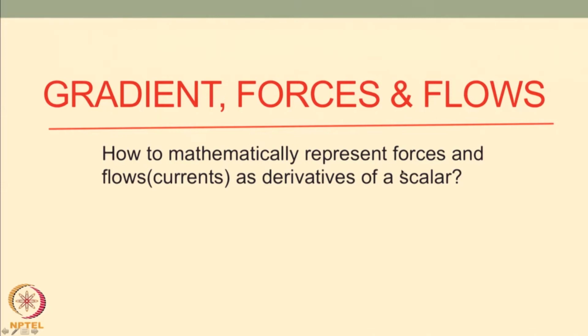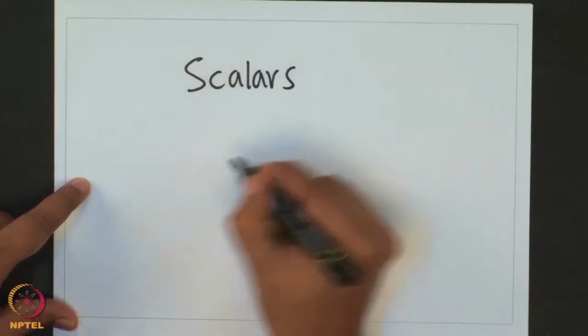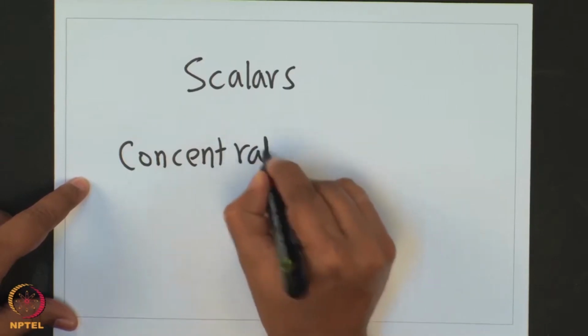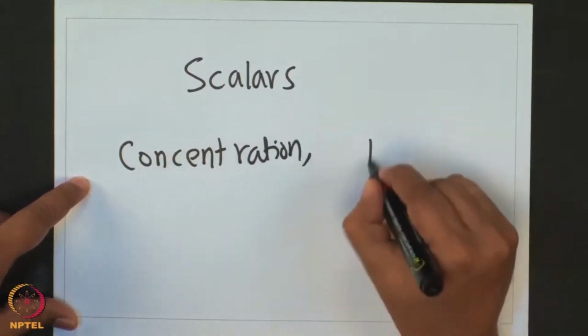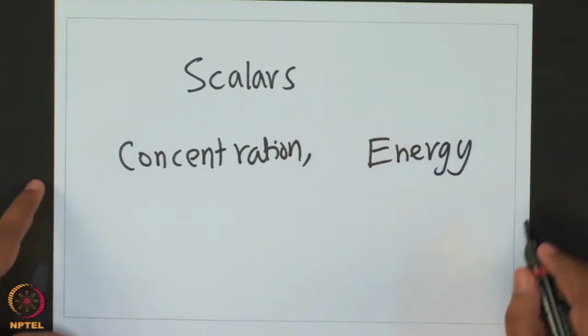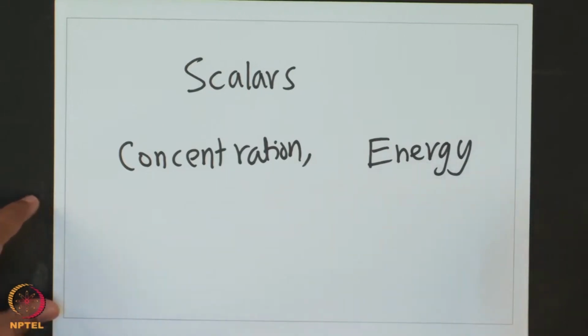So the first thing we would know, of course, is that a scalar is a quantity which has a magnitude and no particular direction. Scalars are like concentration and energy. These are some examples of scalars. For example, two examples of scalars are concentration and energy.